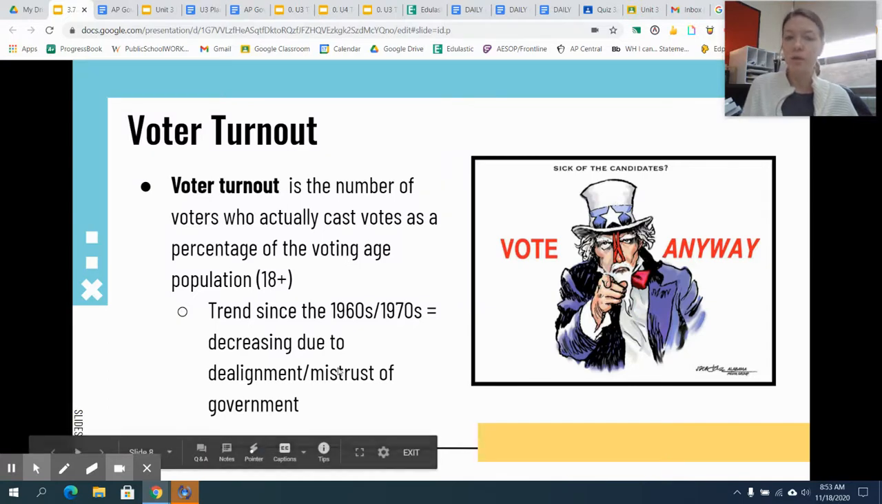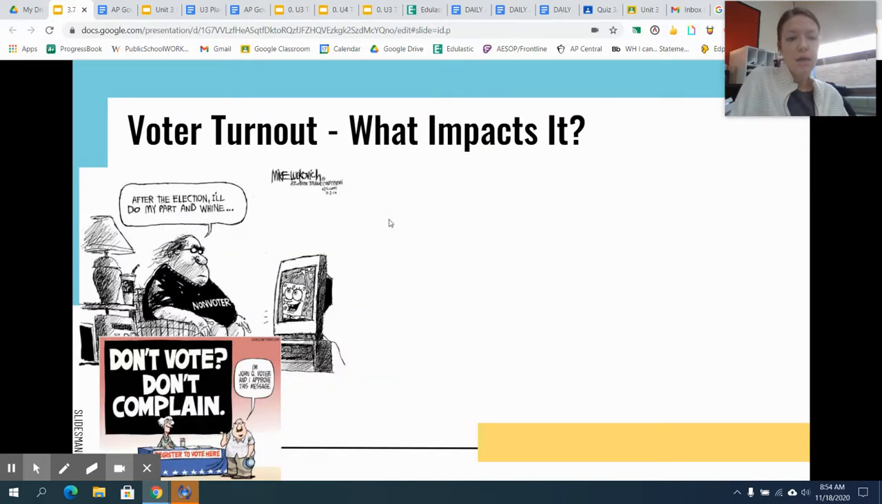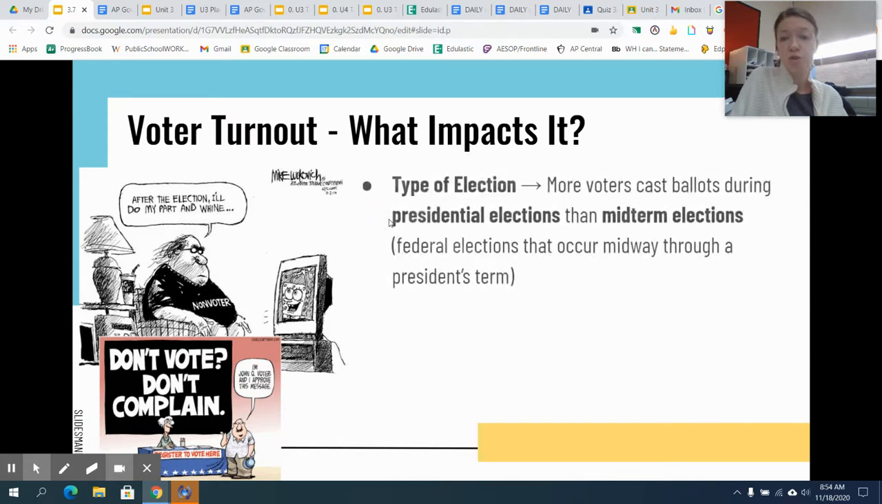Now, we will take a look in class at how this has changed in 2020, right? We're still getting data on voter turnout in 2020, which we will analyze in class because that's kind of an anomaly. Now, there are a couple of things that impact voter turnout structurally. The type of election is a huge indicator, and I'll show you what I mean by that when we look at some graphs. More voters will cast ballots during presidential elections than in midterm elections.